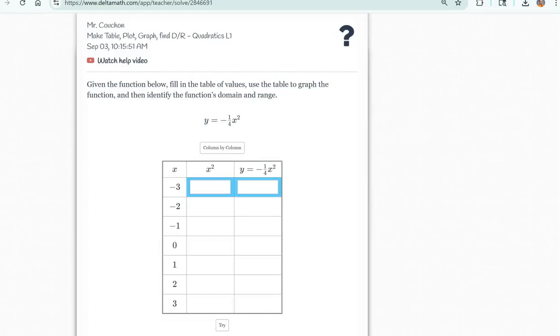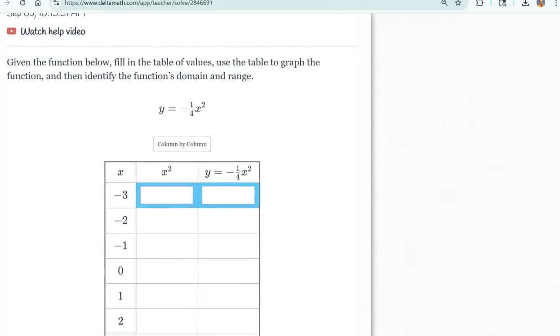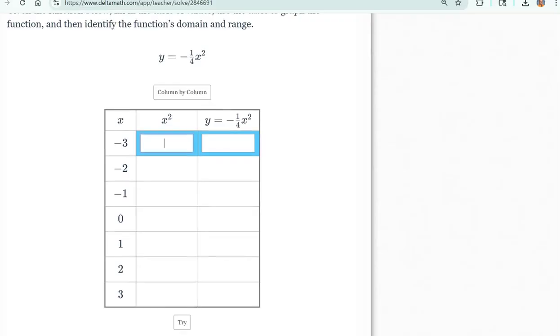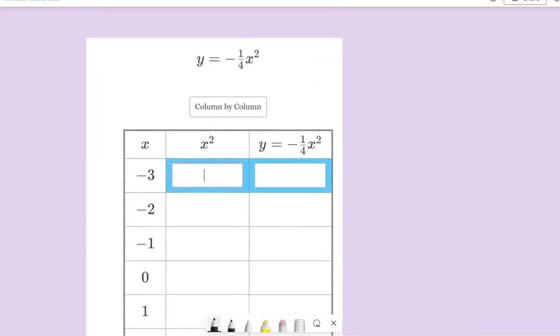Okay, so the first skill from this week was plotting quadratic functions. So it's pretty simple. Let's take a look at this table here that they have for us. All right, so now I can write on this a little bit. So let's look at the first one.